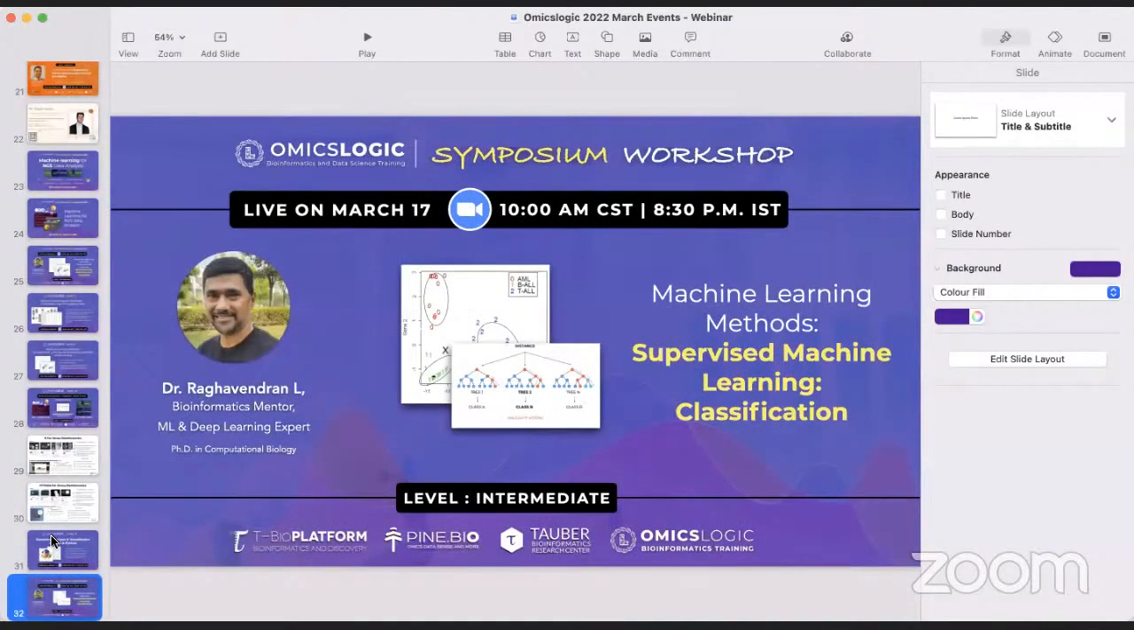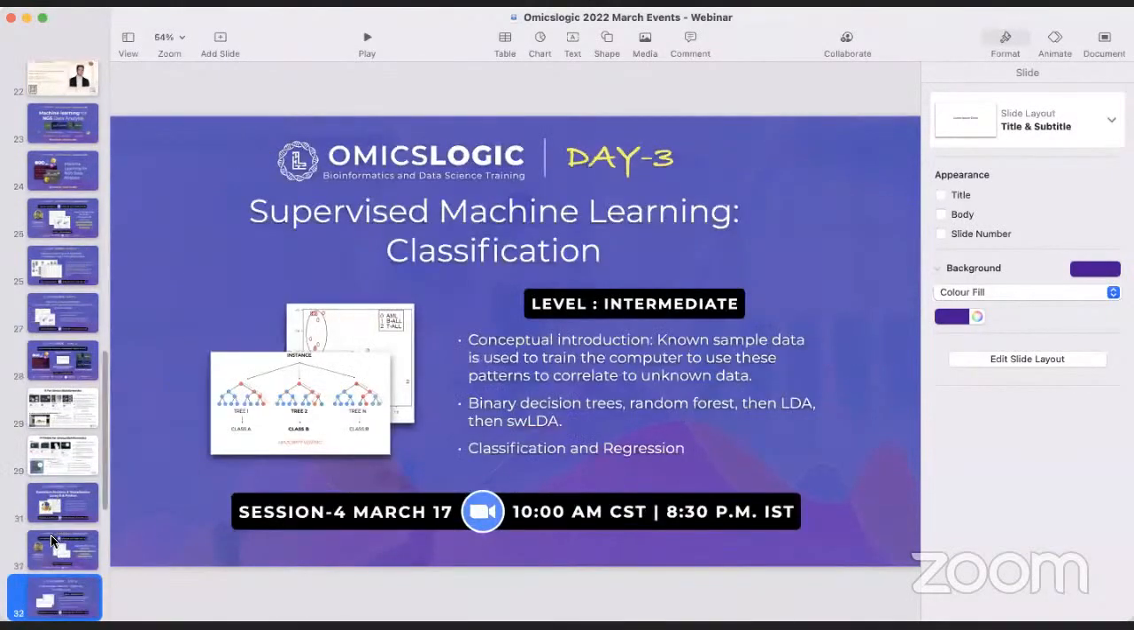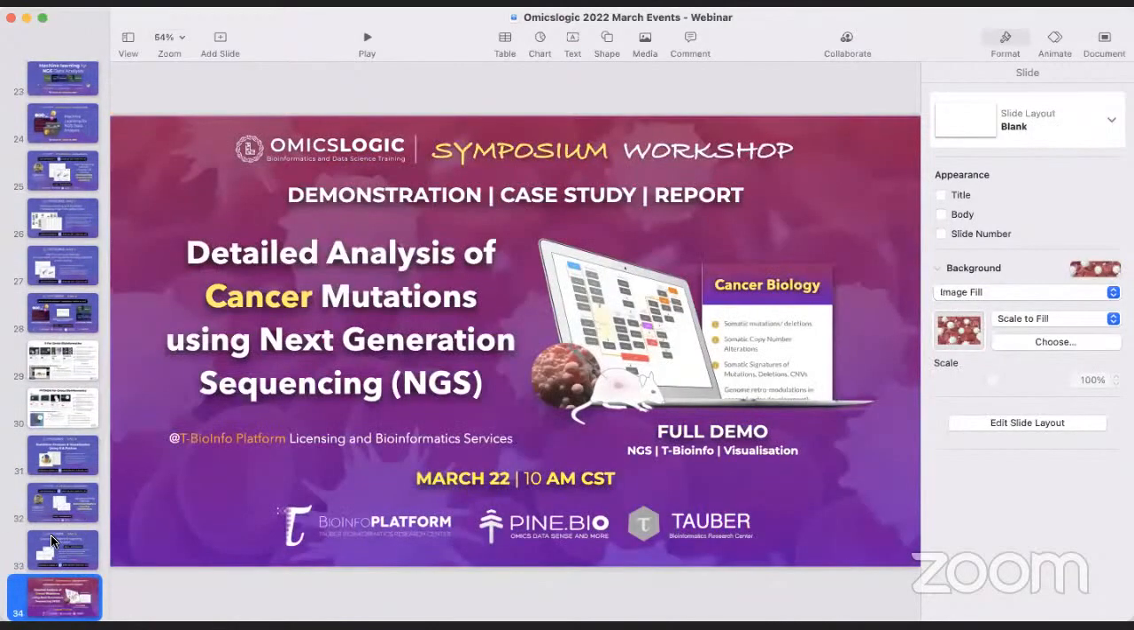That would be the last session on March 17th, to learn about supervised machine learning, and then to have a good broad overview of how we apply machine learning to next generation sequencing data, and what kind of graphical outputs we can get to obtain a good research outcome from these sorts of analyses, or to get some deeper understanding from this analysis.